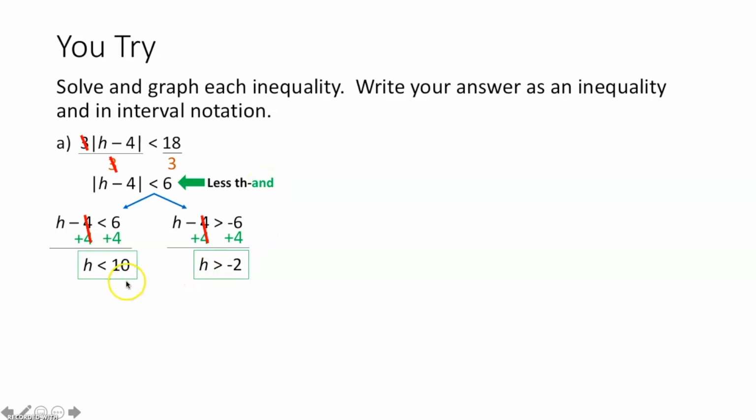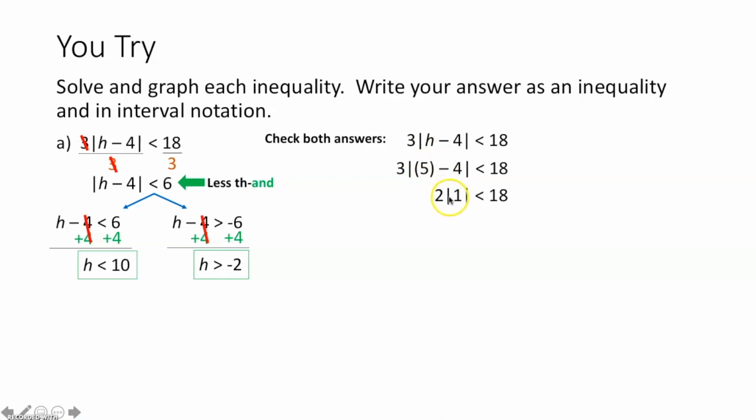Okay, that means I need to check what's in between these two endpoints. I'm going to take a value between negative 2 and 10, plug it back in for h in my original inequality. So I'm going to pick 5. I'll plug in 5 for h, and now let's simplify. What's 5 minus 4? That's 1. What's the absolute value of 1? That's 1, and then 1 times 2 gives you 2. Is 2 less than 18? Yes, it is. Therefore, we did it right.